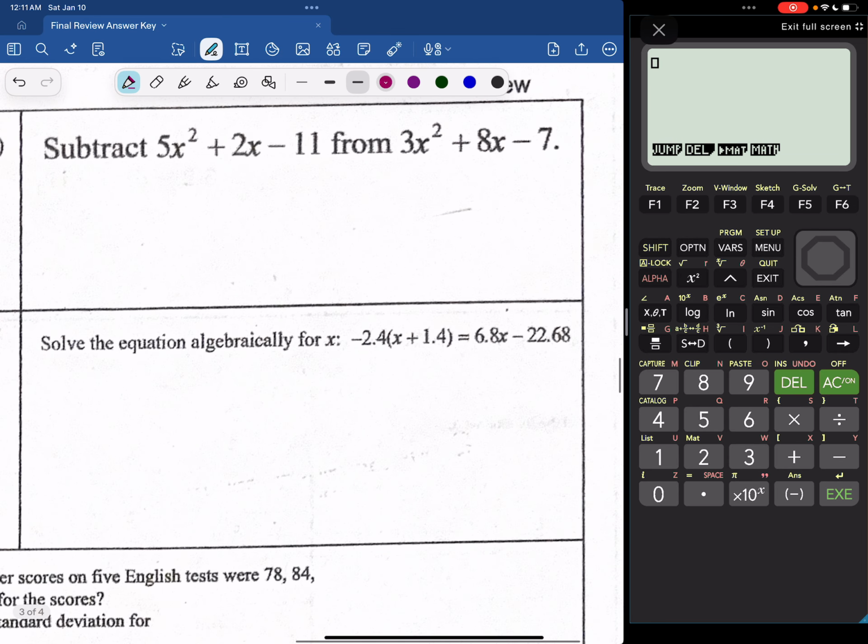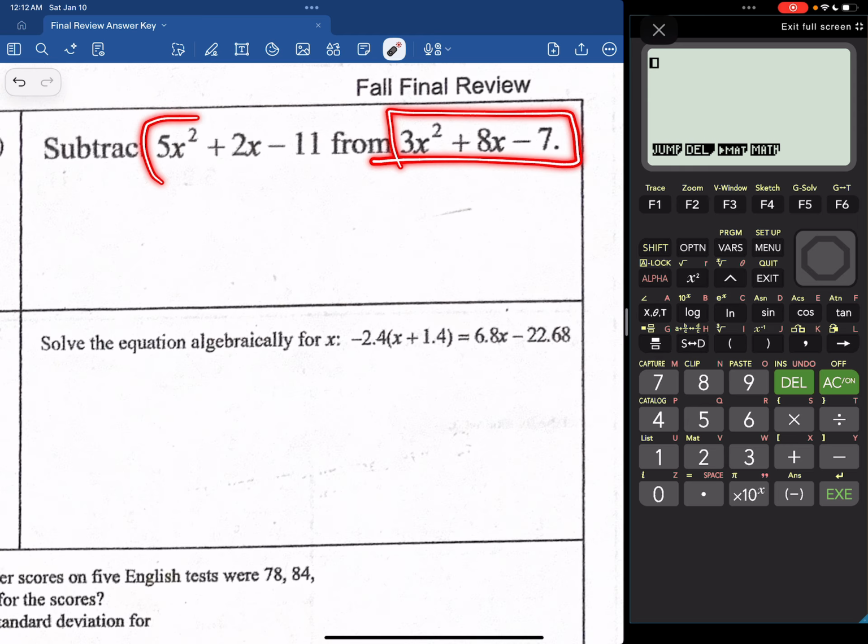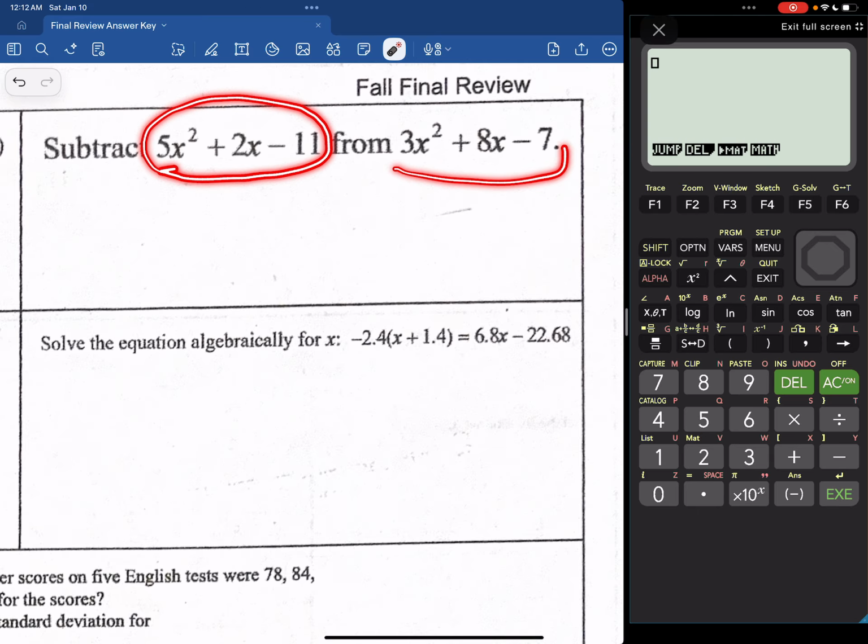All right, second question. Subtract 5x squared plus 2x minus 11 from 3x squared plus 8x minus 7. So the key word here is from. We're subtracting this expression from this expression. So we wouldn't write 5x squared plus 2x minus 11 minus this. We would actually take the second expression first and then subtract this expression. It's sort of backwards because we're subtracting this first expression from the second expression.